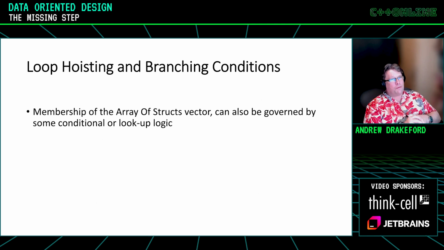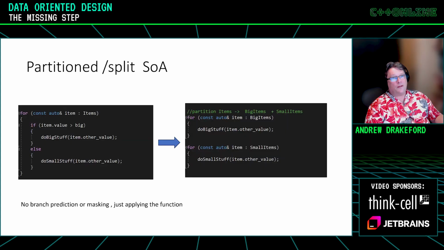Sometimes, however, we can get unexpected benefits, particularly I found with loop hoisting and branching conditions. We can partition our arrays of structs on the basis of some conditional or some lookup logic. And this can sometimes get amortized. So we'll basically do one conditional operation and it will apply to a whole set of data. This is what happens when you loop hoist a scalar value.